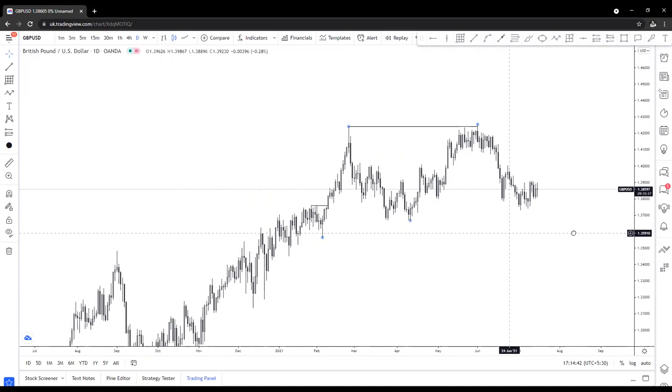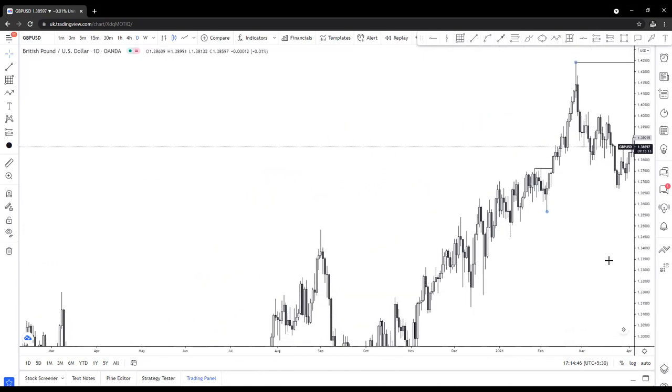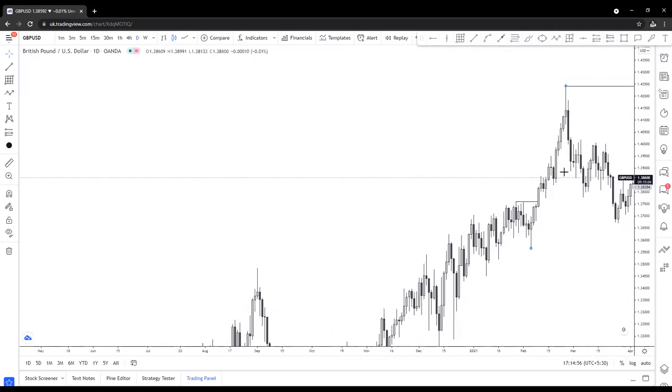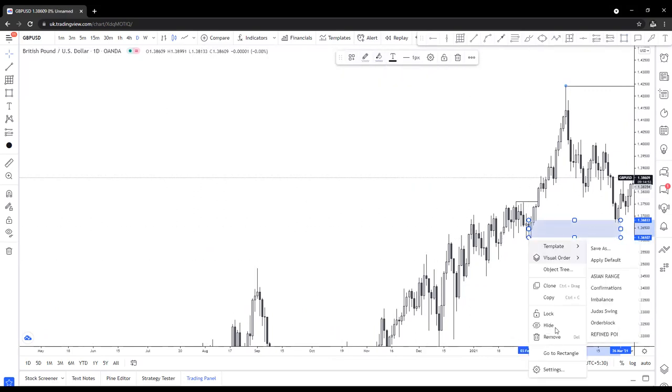Imagine this was where price went from this low to this high. You see, price came back down inside of it, and then it mitigated from this order block right here. You see that? From that order block.